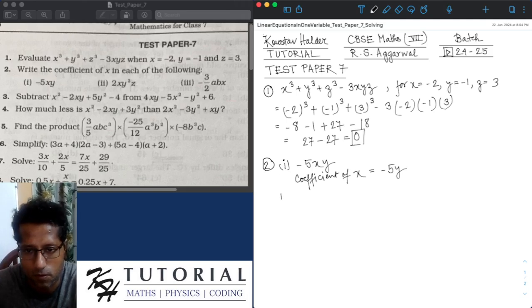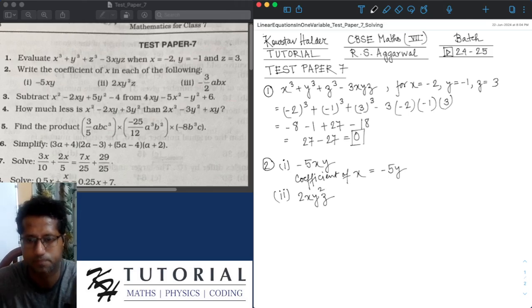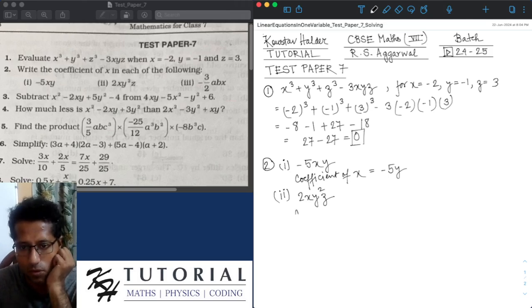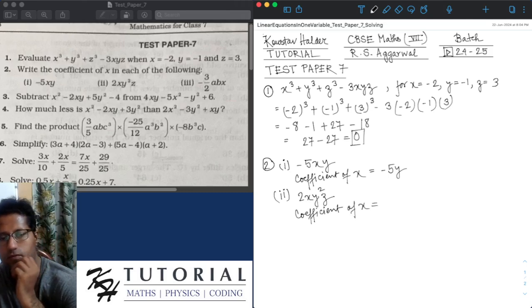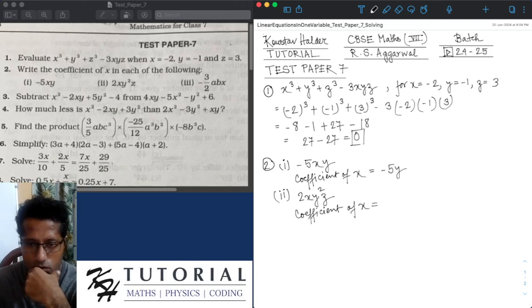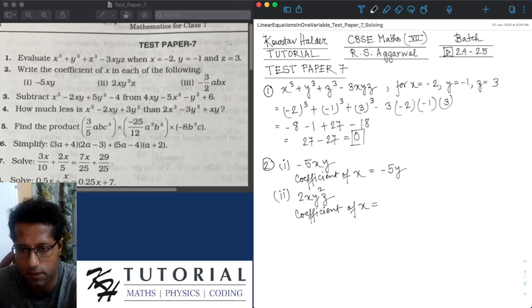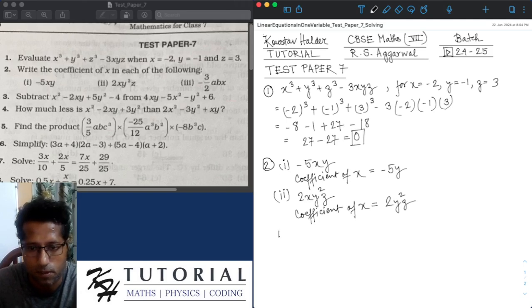Okay. For part 2, the given term is 2xy square z. Here, the coefficient of x will be everything in the term if you just ignore x. If you ignore the factor x, whatever remaining is the coefficient. So that is 2y square z. Let's see part 3, the term given is minus 3 by 2 abx. Okay.